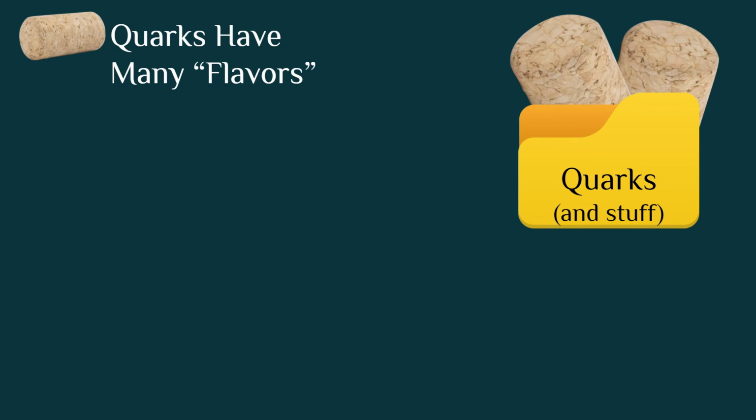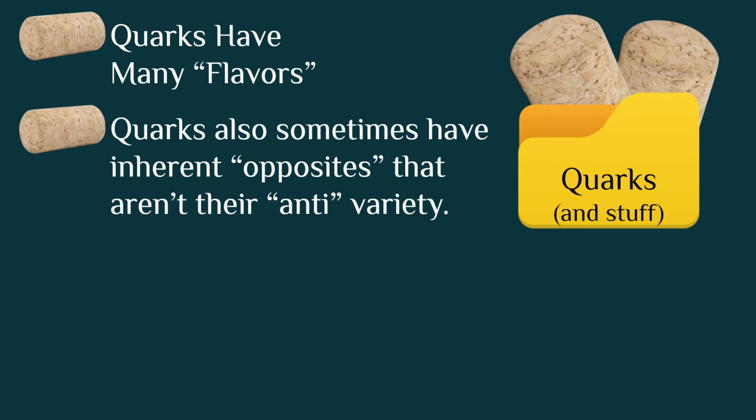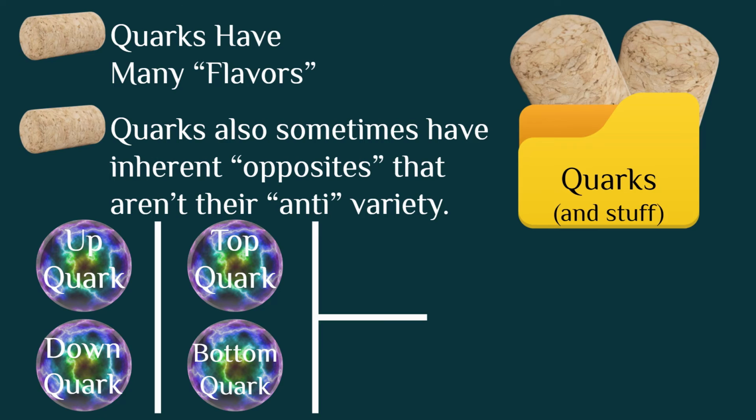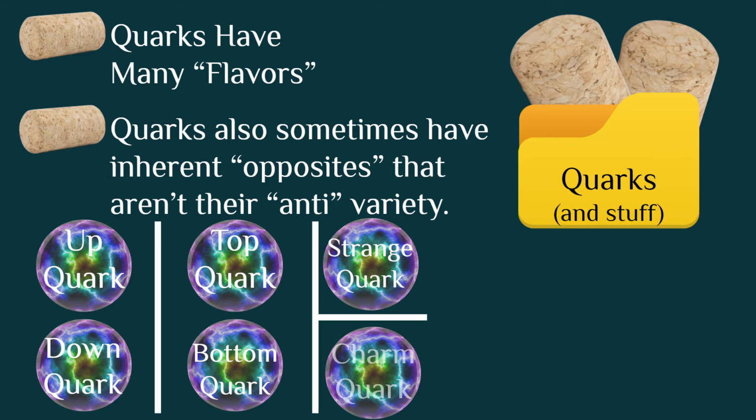So quarks have many flavors, as they like to be called. And the quarks sometimes have inherent opposites that aren't their anti-variety. You have to make this distinction because I'm about to show you what I mean. So we have up quarks and down quarks. These are like the opposites. We have up, which is the opposite of down. But these also have the anti-up quark and the anti-down quark. So there are just two different types of things going on there. And that's the same situation for the top quark and the bottom quark. And then we have these two, which only actually have the anti-variety, not opposites. So we have strange quark and charm quark.